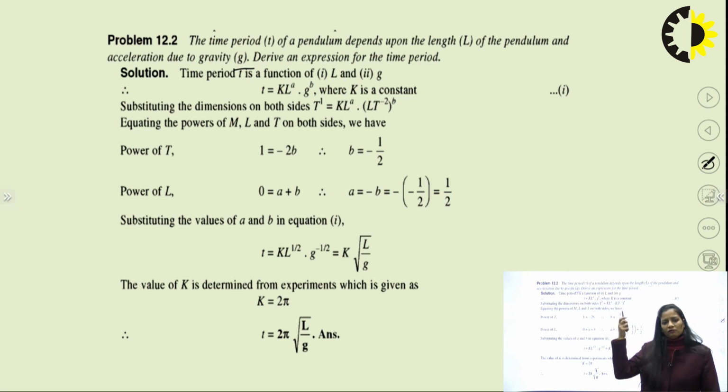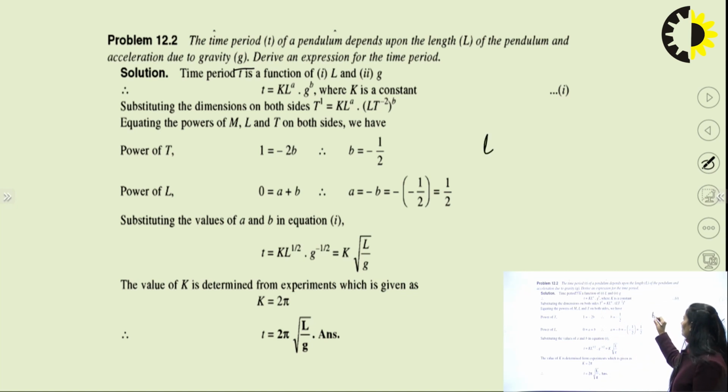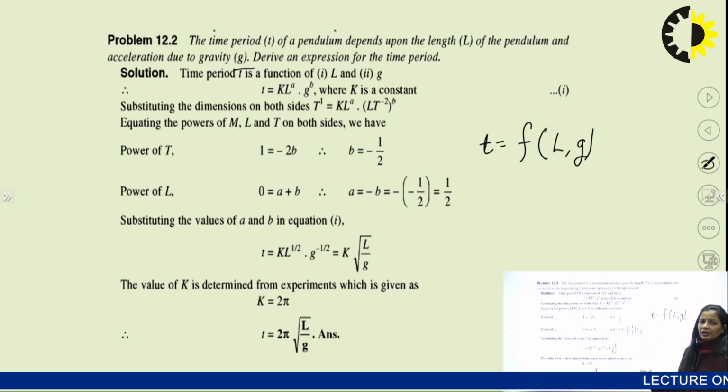So here we can obviously identify 3 variables involved in this particular phenomenon. First is length, then gravity and time. Time is the dependent variable. So when we write the equation for time, we will write t equal to a function of L and g.